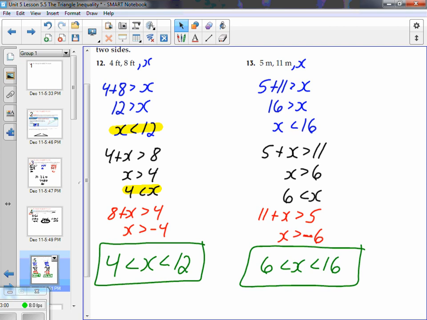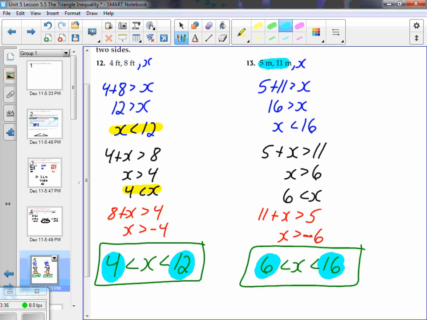All right, you ready to have your mind blown? Be prepared. Everybody ready? Brace yourself. Look at number 12. Go back to number 12. What's 4 plus 8? What's 8 minus 4? Look at number 13. Look at the size they give you. What's 5 plus 11? What's 11 minus 5? Sweet, huh?